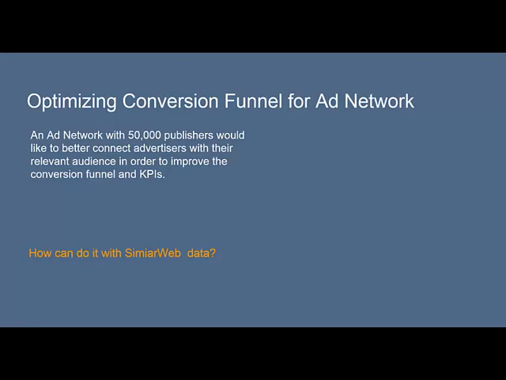The next use case we're going to look at is optimizing a conversion funnel for an ad network. Now, in this case, let's assume an ad network has 50,000 publishers. They want to better connect their advertisers with the relevant audience in order to improve their conversion funnel and KPIs. So how can they do this with SimilarWeb data? We're going to look here at two use cases, two very interesting ones.